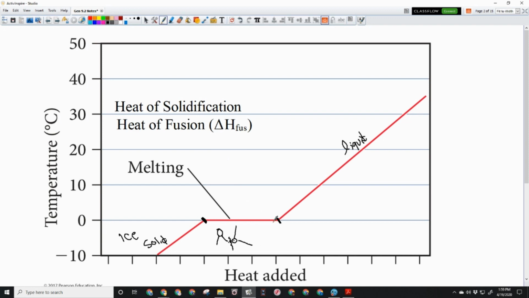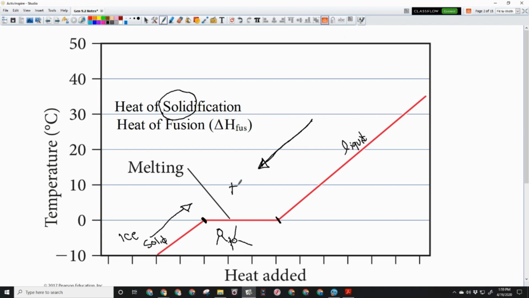This phase change has two names, and it depends on which way you're going. If you're adding energy, we're going this way on the graph, and this is the heat of fusion. If we're traveling down this way, if we're removing energy, like we're taking liquid water and making it ice or solid, this is called the heat of solidification, because you're trying to get that liquid into a solid. The heat of fusion and the heat of solidification are exactly the same number.